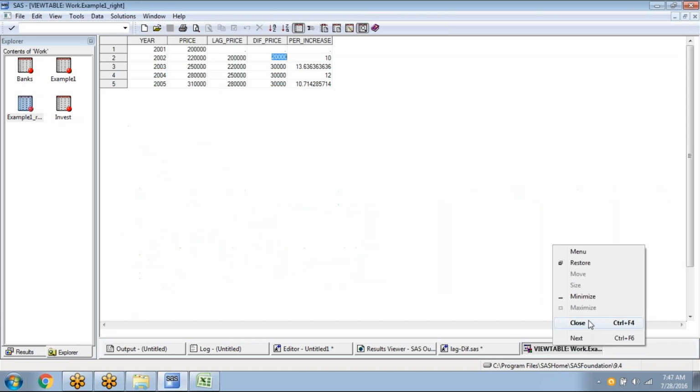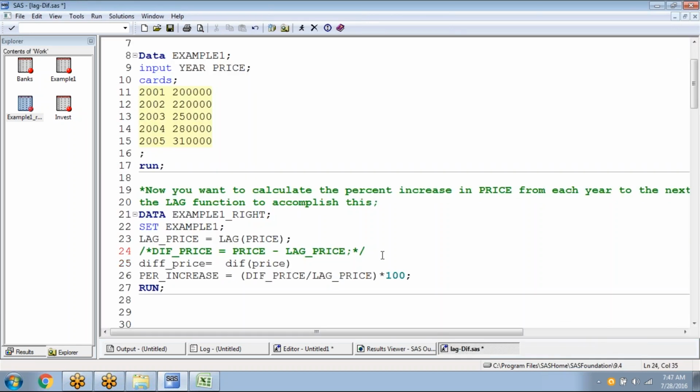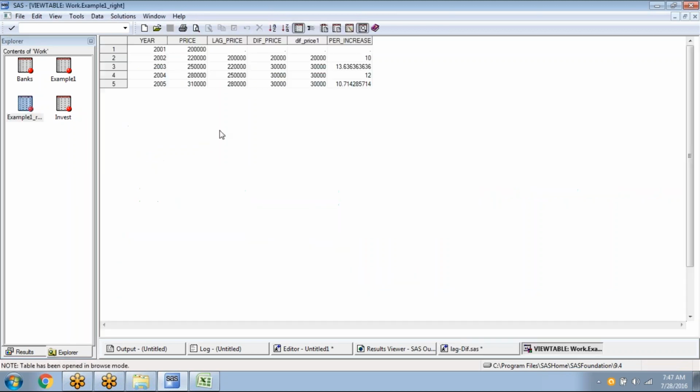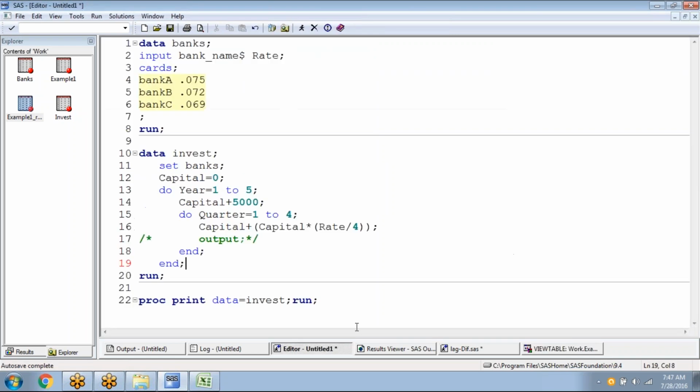Let's see both the calculations. Let's see are there any differences between these two statements? Let me give it diff price underscore 1, and this is diff price. Let's see the calculation. So both will give the same result. Either you can apply diff function or you can use the expression price minus lag price, deducting the lag price from price, and you'll get this information. It's up to you, anything is fine.